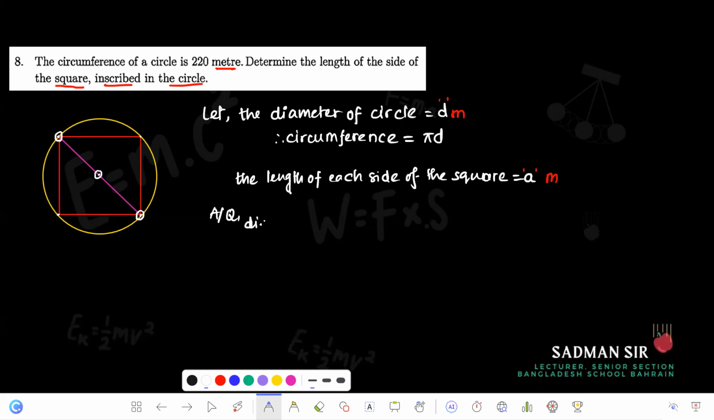So according to the question, we can write: diagonal of the square is equal to the diameter of the circle.